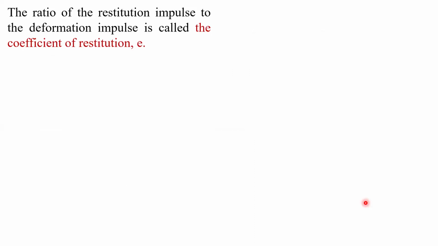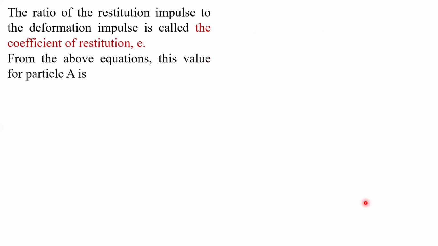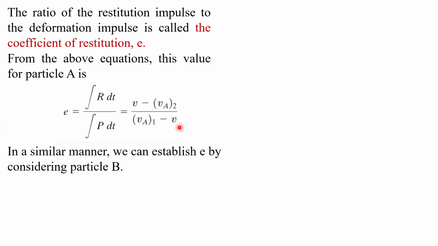The ratio of the restitution impulse to the deformation impulse is called the coefficient of restitution. From the above equations, this value for particle A is E equal to integral R dt over integral P dt. That is, output over input. That's my own definition. Which is equal to V minus VA2 over VA1 minus V, where V is their final velocity together.